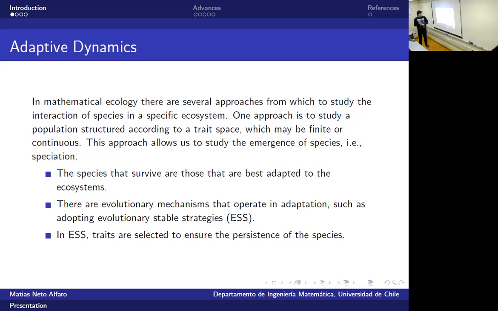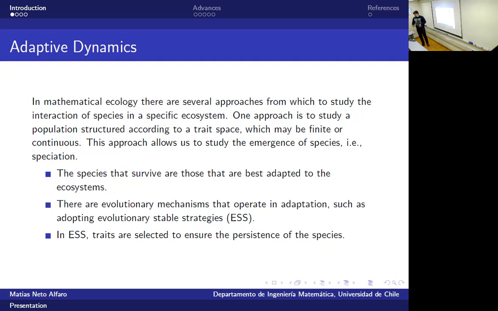And adaptive dynamics has three ground ideas that support that theory. One is that the species that survive are those that are best adapted to the ecosystem. This idea is from the theory of evolution. The second ground idea is that there are evolutionary mechanisms that operate in adaptation, such as adopting evolutionary stable strategies. What is an evolutionary stable strategy?